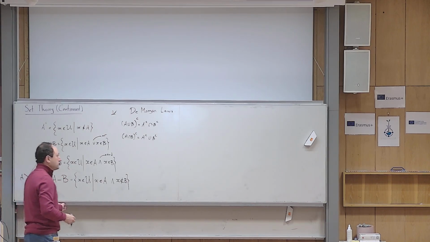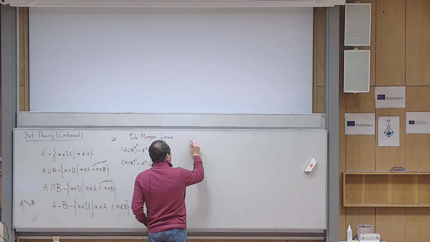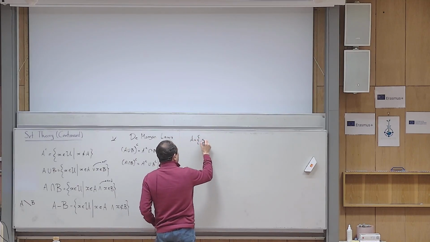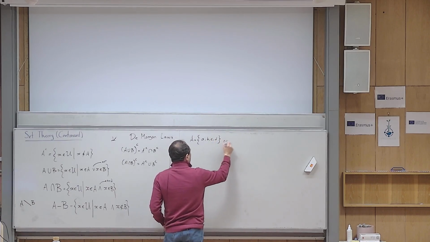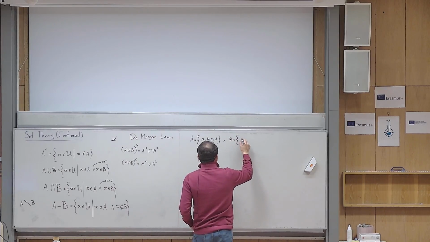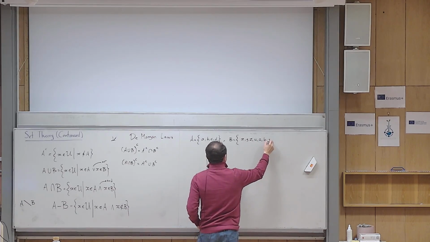But let me give you a very simple example first. Let me give you two sets. A is, let us say, A, B, C, and D. And let me give you B to be X, Y, Z, U, A, B, and T.